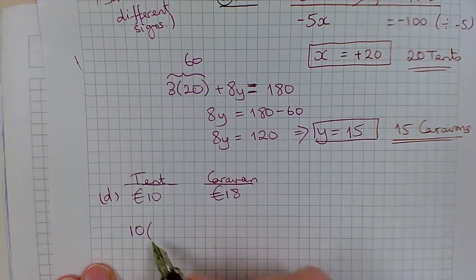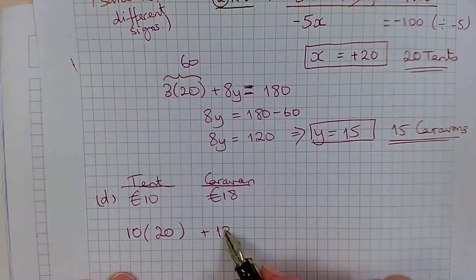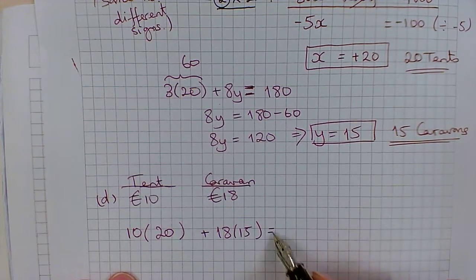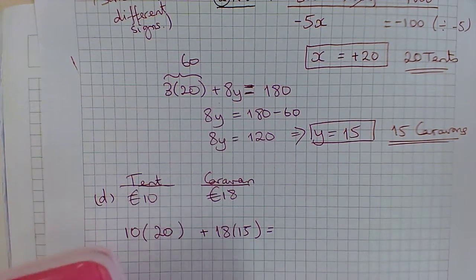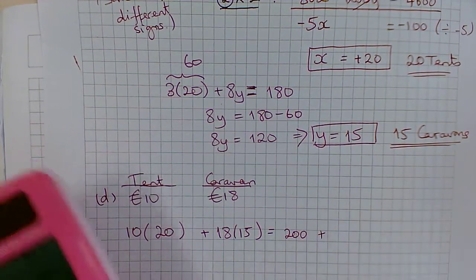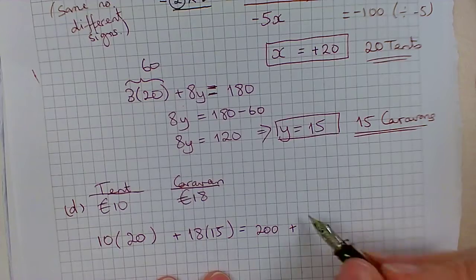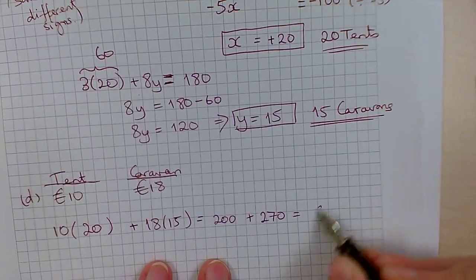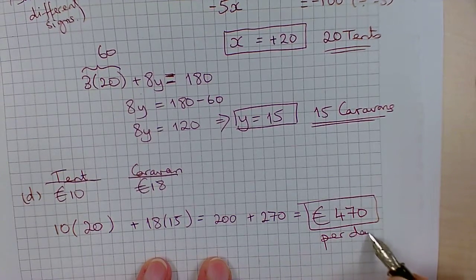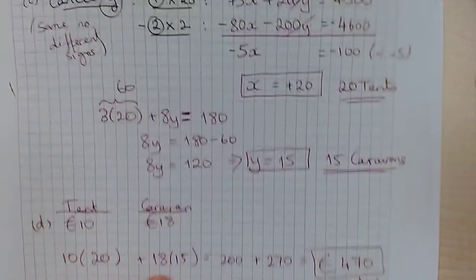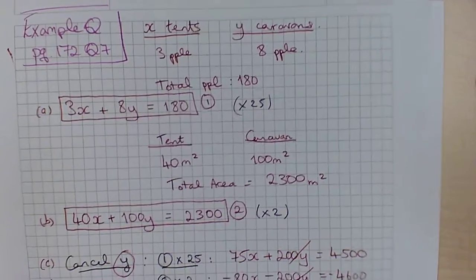So 10 times the number of tents that I have plus 18 times the number of caravans I have gives me the total money that we take in. 10 by 20, 200, plus, and you could do these in separate equations and then add them together, or you can do it all in one go. Plus 270 gives us a total income of €470 per day.